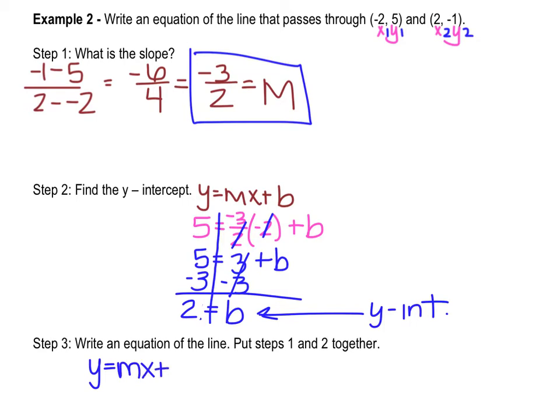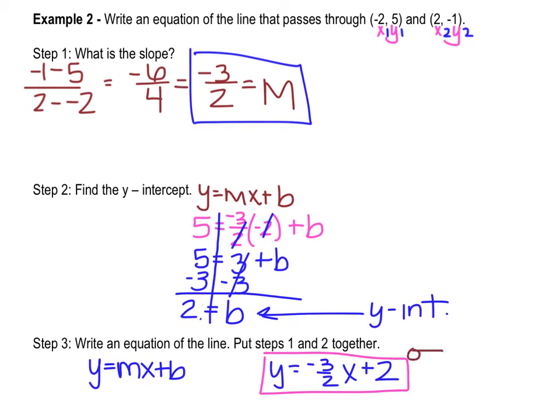So y equals mx plus b. I'm going to write in what I know. So y equals m is negative 3 over 2, x, and b is a positive 2. So now this is our perfect slope-intercept equation.